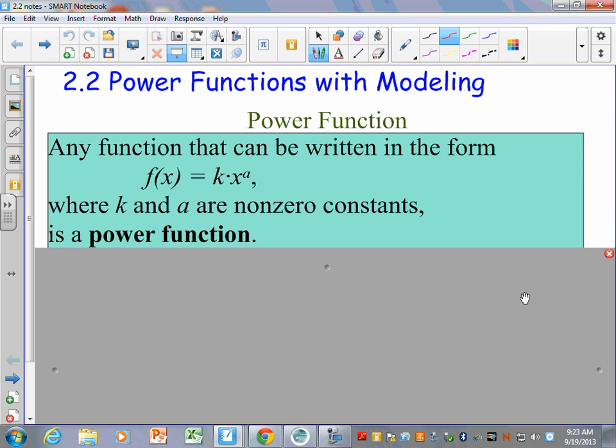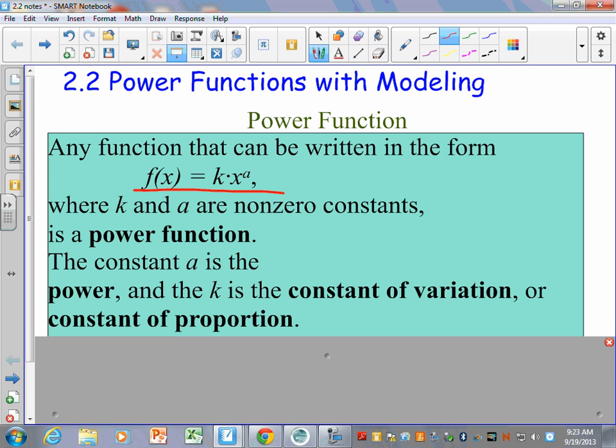A power function is any function that can be written where x is to a power. That's really the short of this. It says any function that can be written in this model where k and a are non-zero constants, basically meaning there are numbers there. K could be 1, right? Like x squared is a power function.